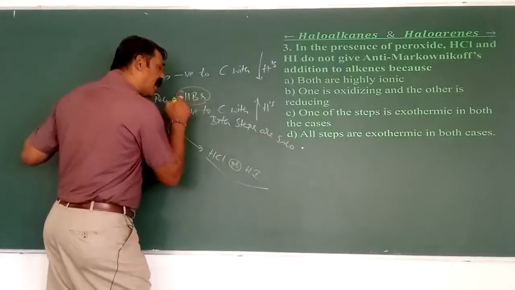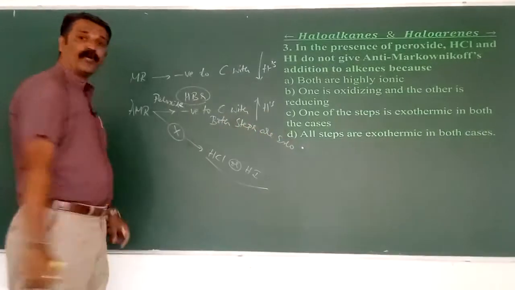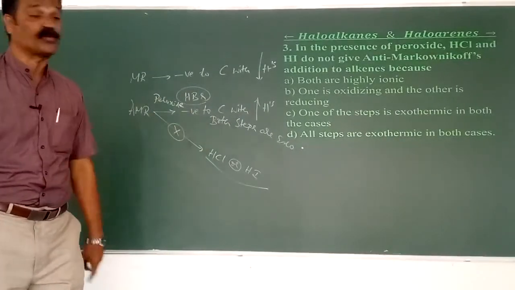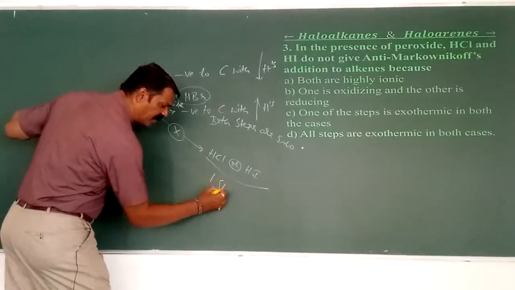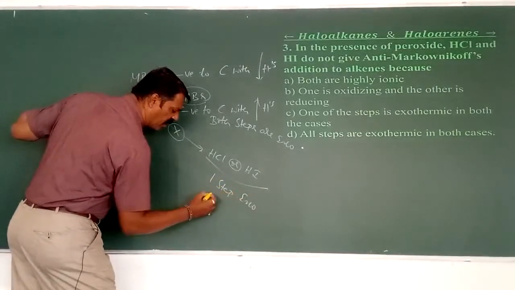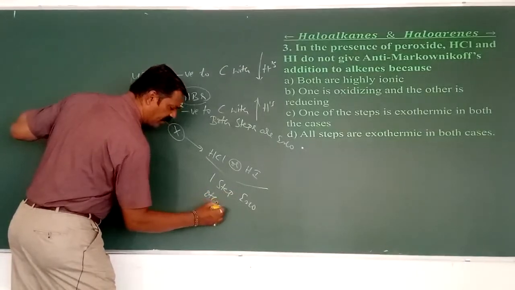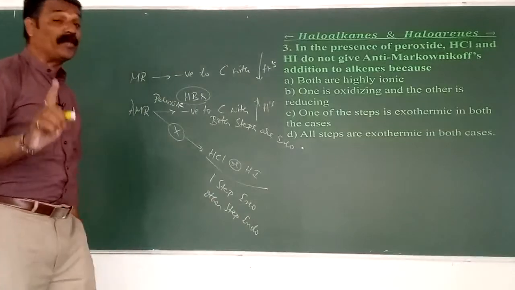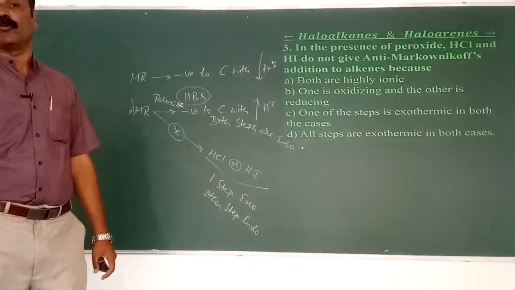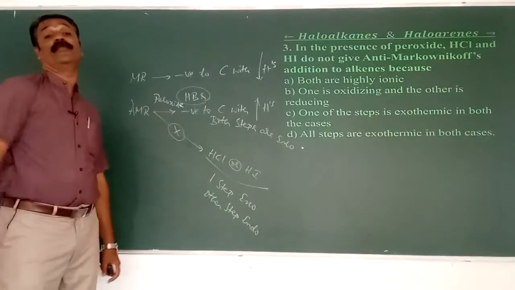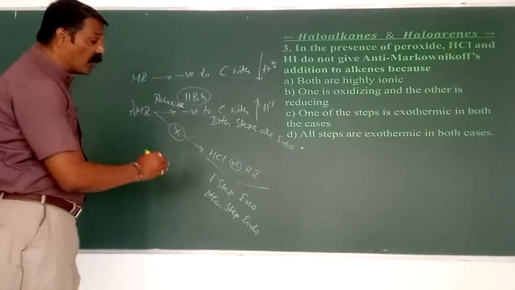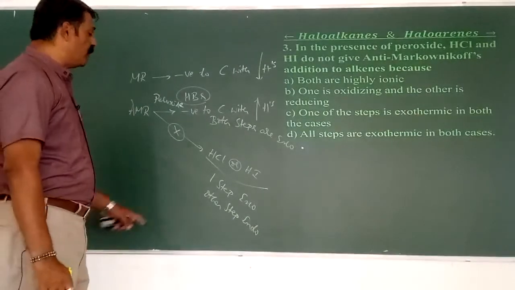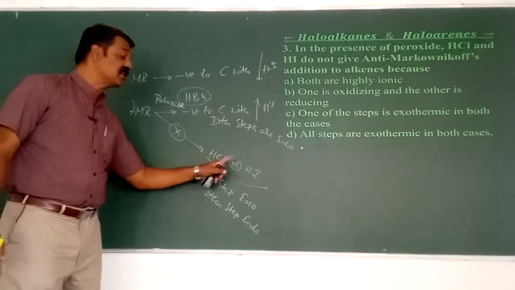In case of HBr using the peroxide, both steps are found to be what in nature? Exothermic. But if I carry out the same thing with either HCl or HI, one step is exothermic and the other step is endothermic. Usually we know that exothermic reactions are better stable compared to the endothermic. As one of the steps is exothermic and the other is endothermic, there is no possibility with respect to either HCl or HI.